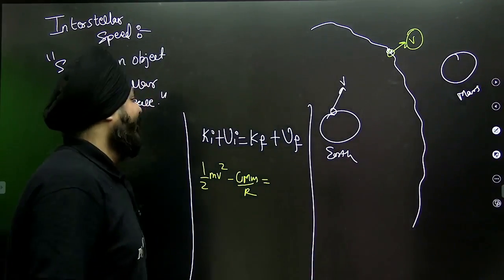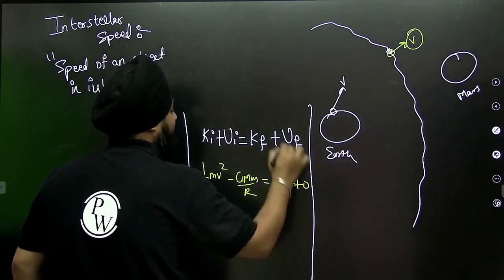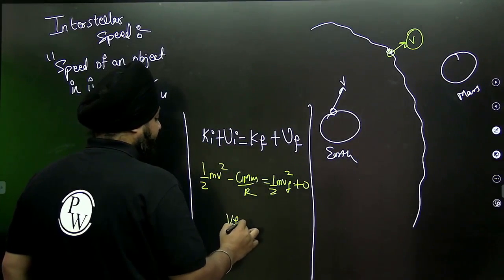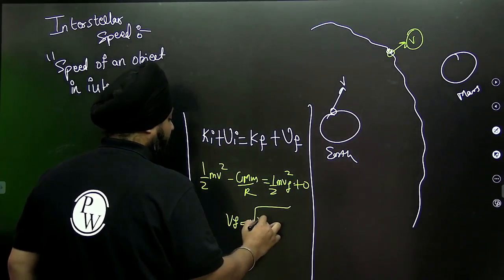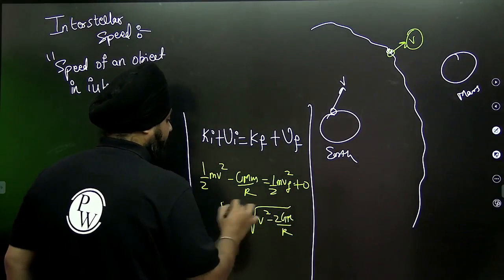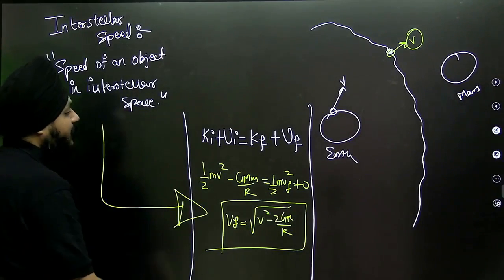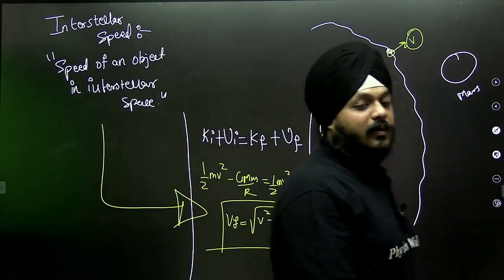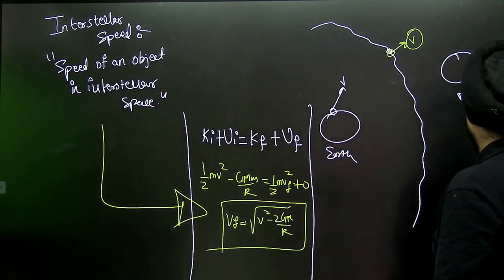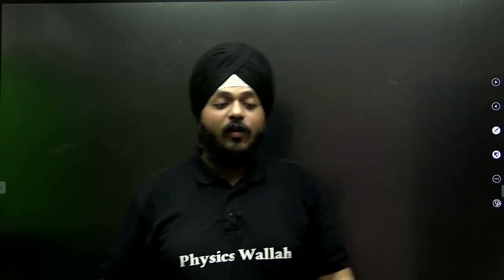So in interstellar space, we have half mv square final. Beyond infinity, the potential energy is 0. So what is the interstellar speed? That is equal to under root of v square minus 2G capital M whole divided by R. This is the interstellar speed. Sometimes this is also asked, and it is also one of the applications of the work energy theorem. This kind of questions are also asked.